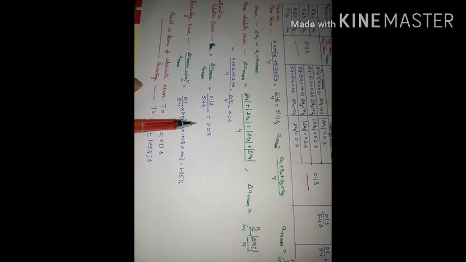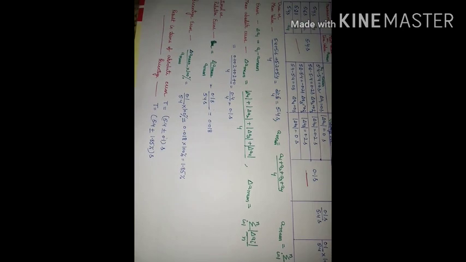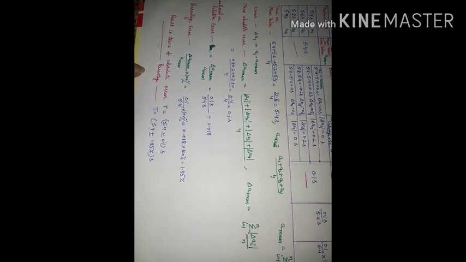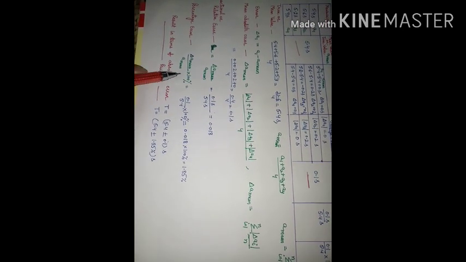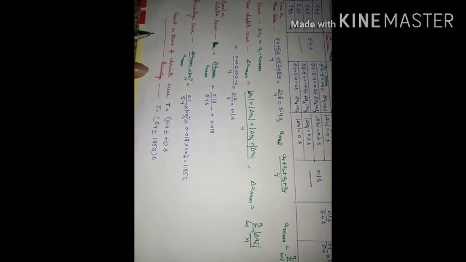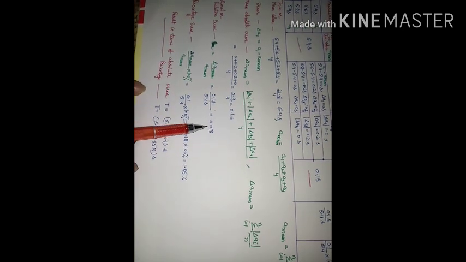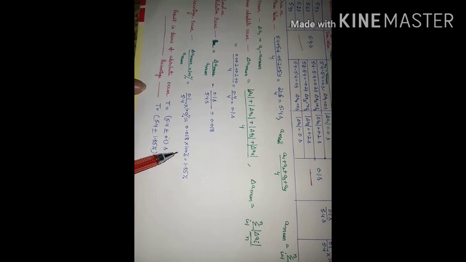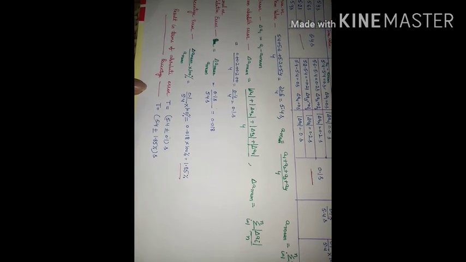This will come. If percentage error is asked, then percentage error will be relative error multiplied by 100%. So you will have 0.018 multiplied by 100%. This will be the result.